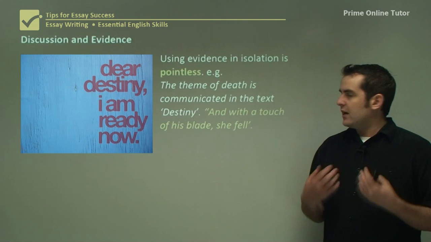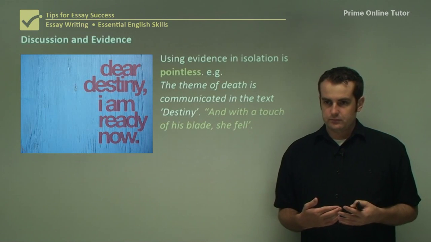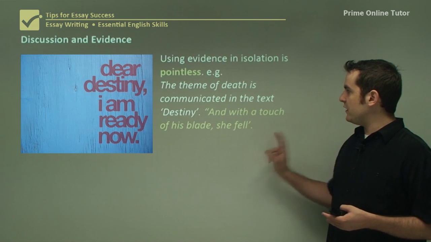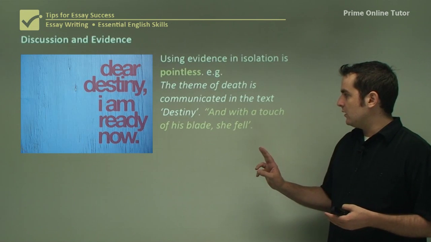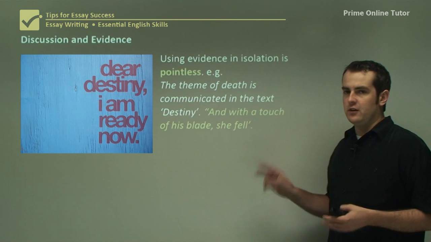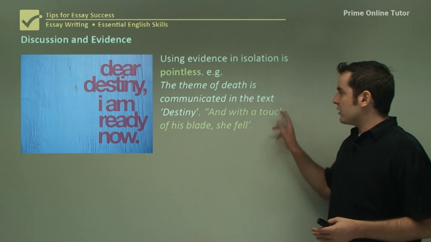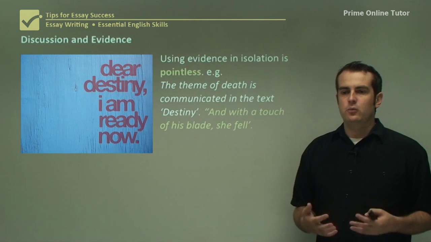All right, now discussion and evidence. Using evidence in isolation is pointless. So, for example, "the theme of death is communicated in the text Destiny, and with a touch of his blade she fell." Now you think, well, that might make sense. But the thing is, this is not connected to this in any sort of way.